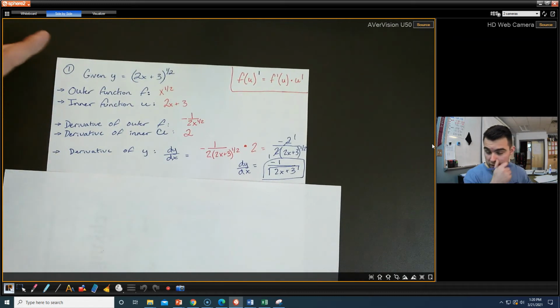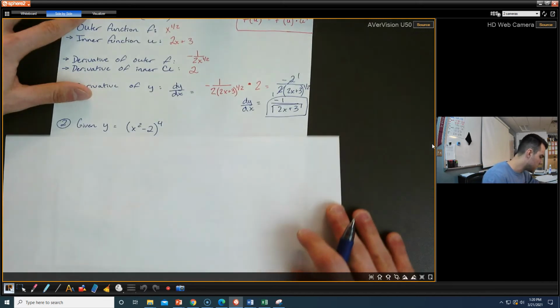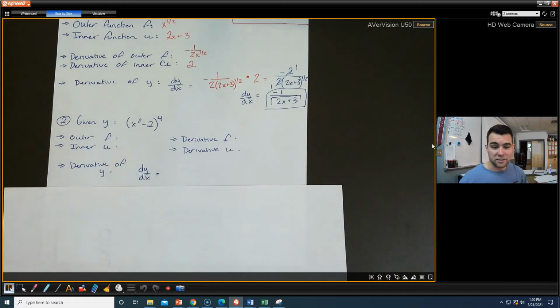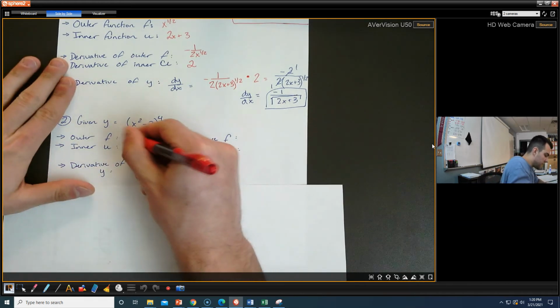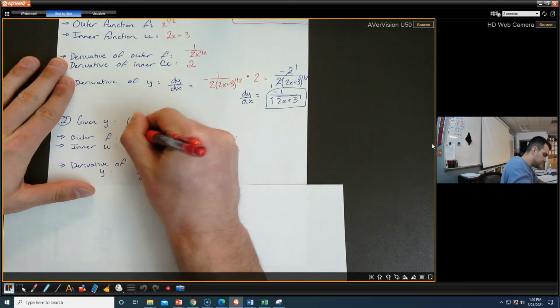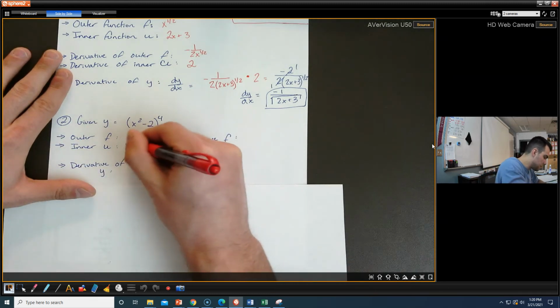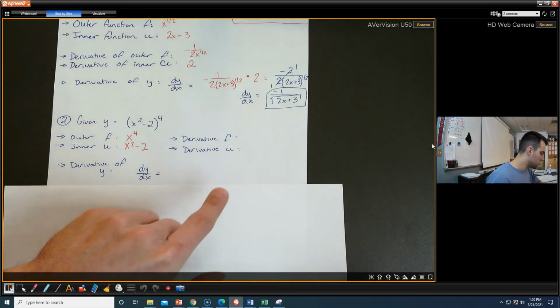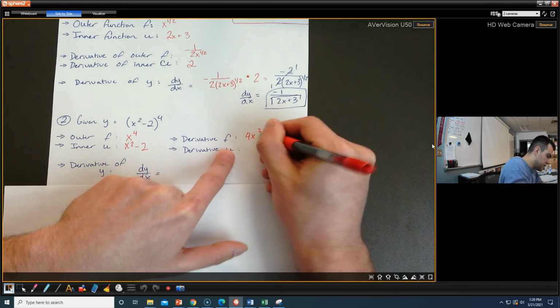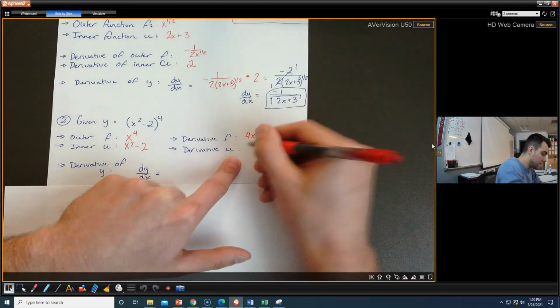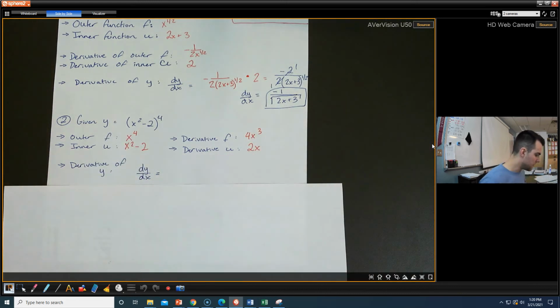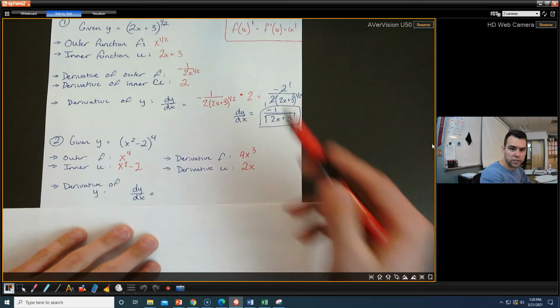So let's see it with another example. Let's try this guy right here, okay? This is all on the slide too. So, given y equals this stuff right here, again, we need our outer and our inner. Our outer function is going to be something raised to the 4th power. This inner function is this x squared minus 2. Let's take the derivative. Derivative of f is 4x to the 3rd. Derivative of u will be 2x. Constant just goes away.